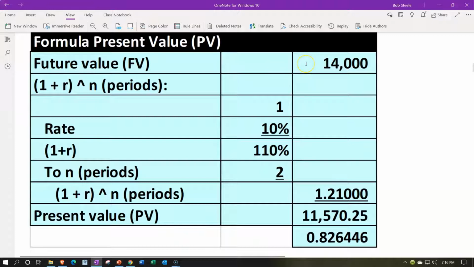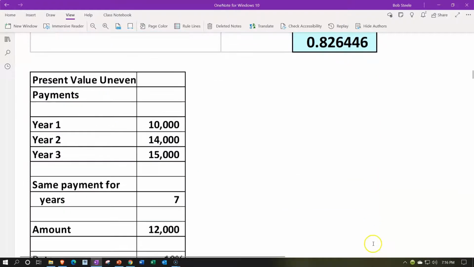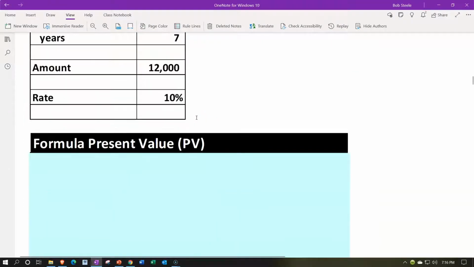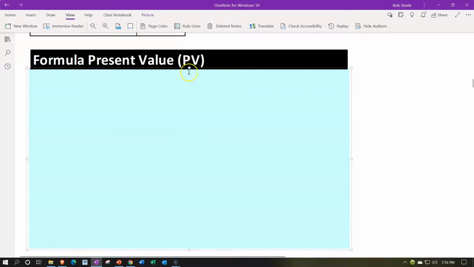So that means the second payment, 14,000, would have a present value 2 years out of 11,570.25. If I took that number divided by the 14,000, we'd get this amount, which we would expect to be on the table, although the table will be rounded to 4 digits. Then we're going to go to year 3. We've got the 15,000 in year 3. Same calculation, but now we've got 3 years out.